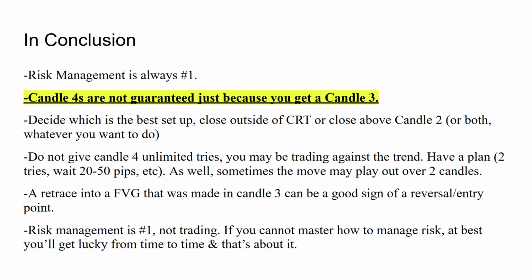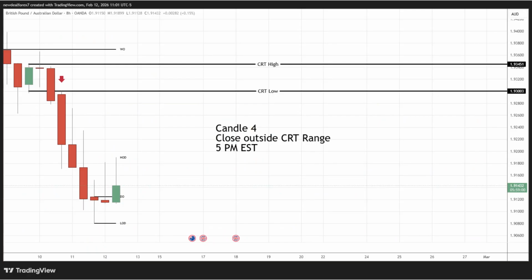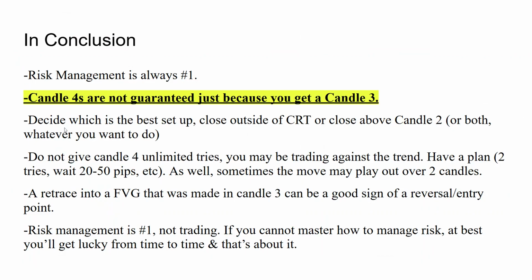Now, a retrace into a fair value gap that was made in candle 3 can be a good sign of an entry point. So you want to use that as a guidepost because they should hold. If momentum is to the downside, we'll just say right here. If there was a fair value gap somewhere in this range of candle 3, it should hold as price goes into it and then goes down. I hope that makes sense. So any fair value gaps in candle 3 on the bottom half, when price opens and continues down, that's what you want to see. So if you want to see a fair value gap in candle 3 and use that as a guide for entering for candle 4, you're more than welcome to try that.